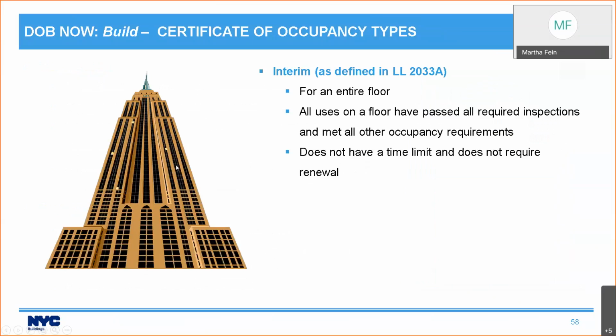Interim occupancy is a brand new occupancy type and is defined in Local Law 2033A. So that's where you would go to look up all the details. Interim occupancy is granted for an entire floor. So if not all uses on a floor have passed all their required inspections and met all the occupancy requirements, you cannot get interim occupancy. You can only get it when all the uses on a floor have passed inspections and met requirements. Interim occupancy does not have a time limit and it does not require renewal.